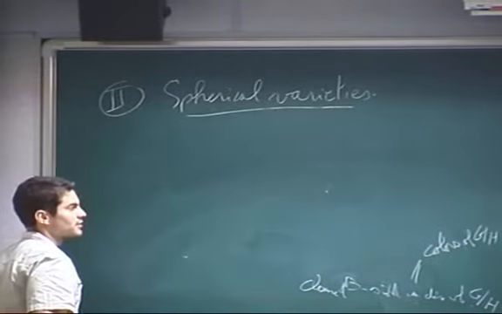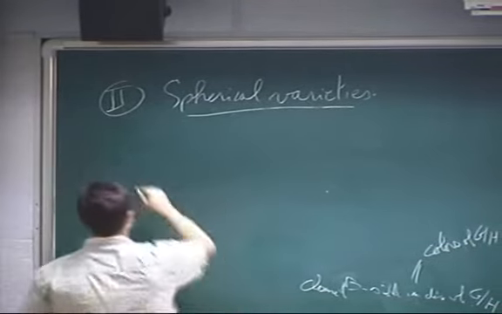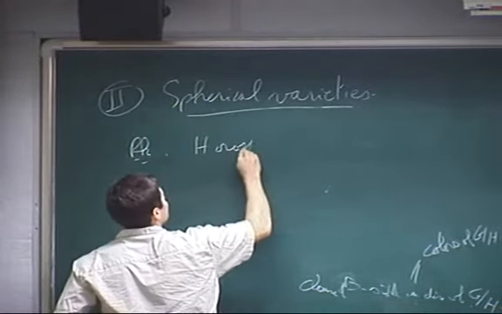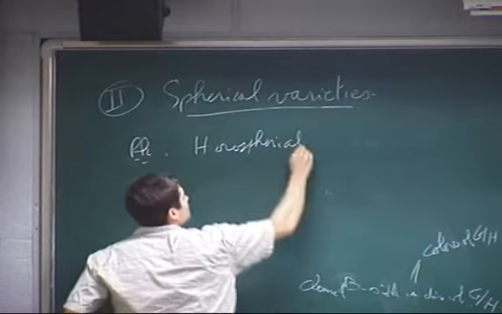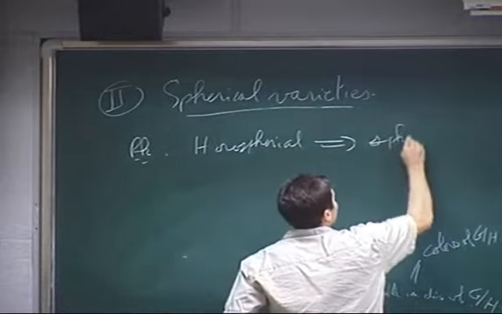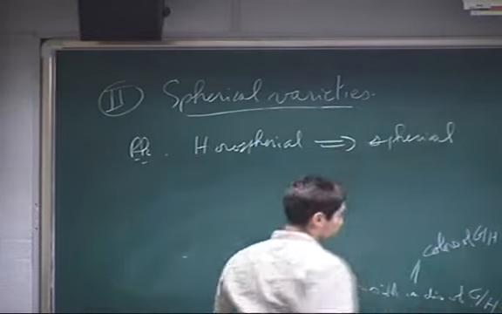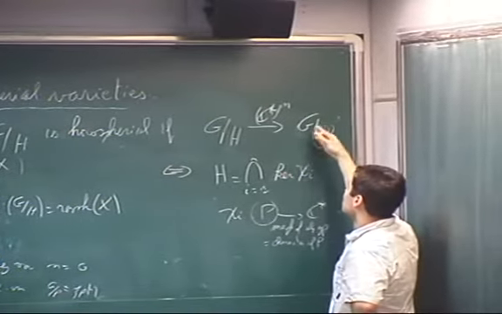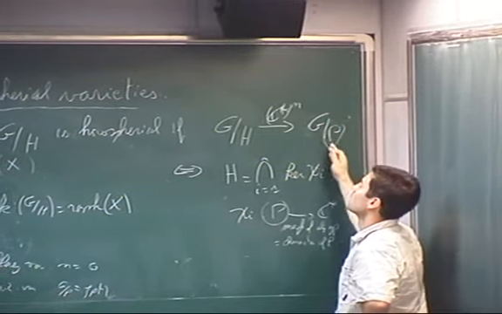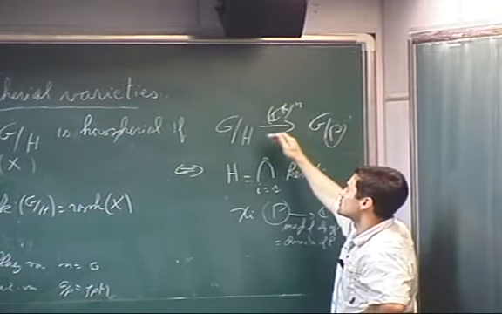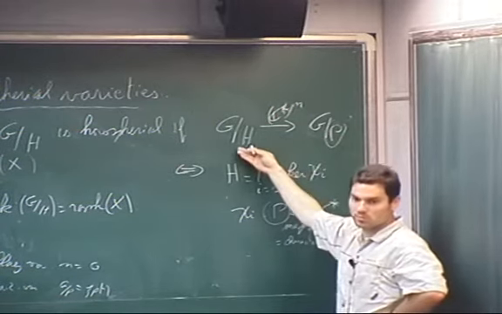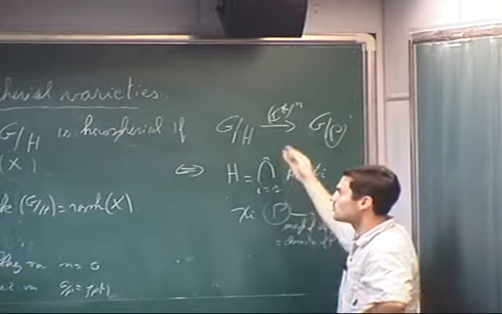Yes, orospherical implies spherical. Maybe I should mention this as a remark. Orospherical implies spherical, because we have an open B orbit here, and when we take the inverse image of the open B orbit here, it will also be an open B orbit.